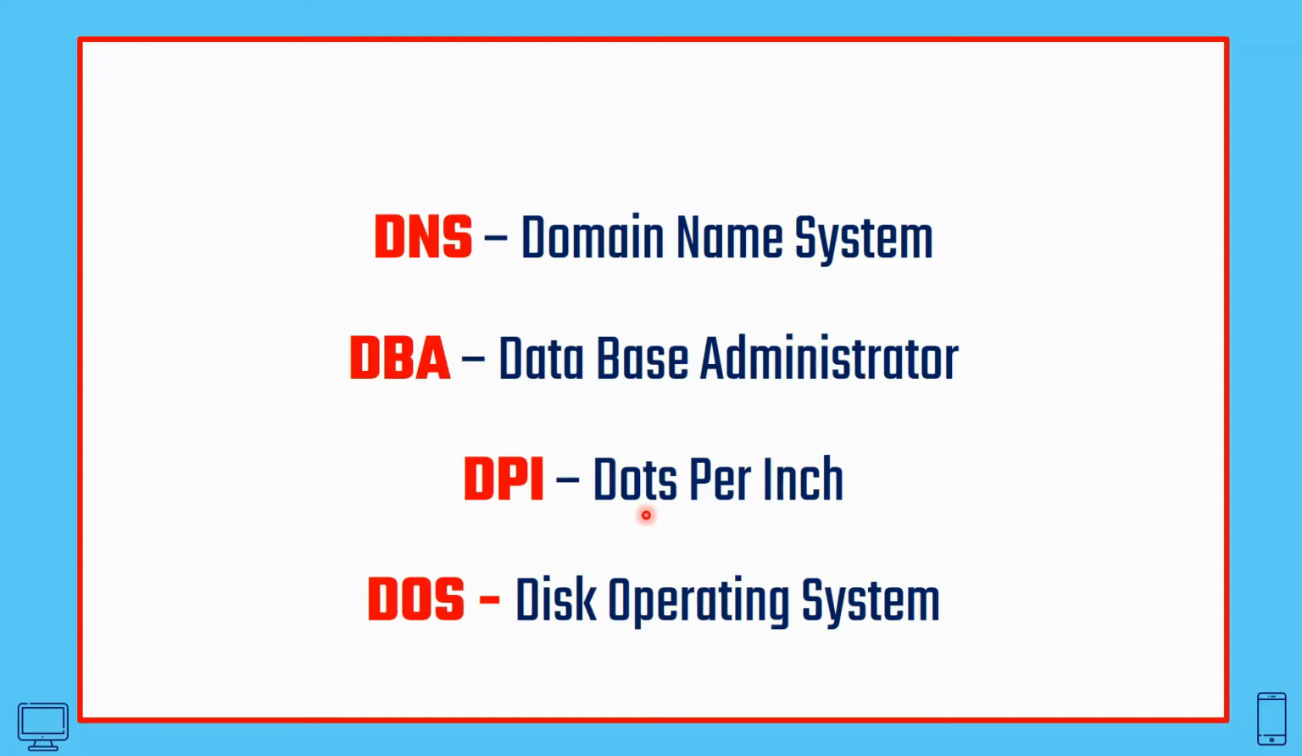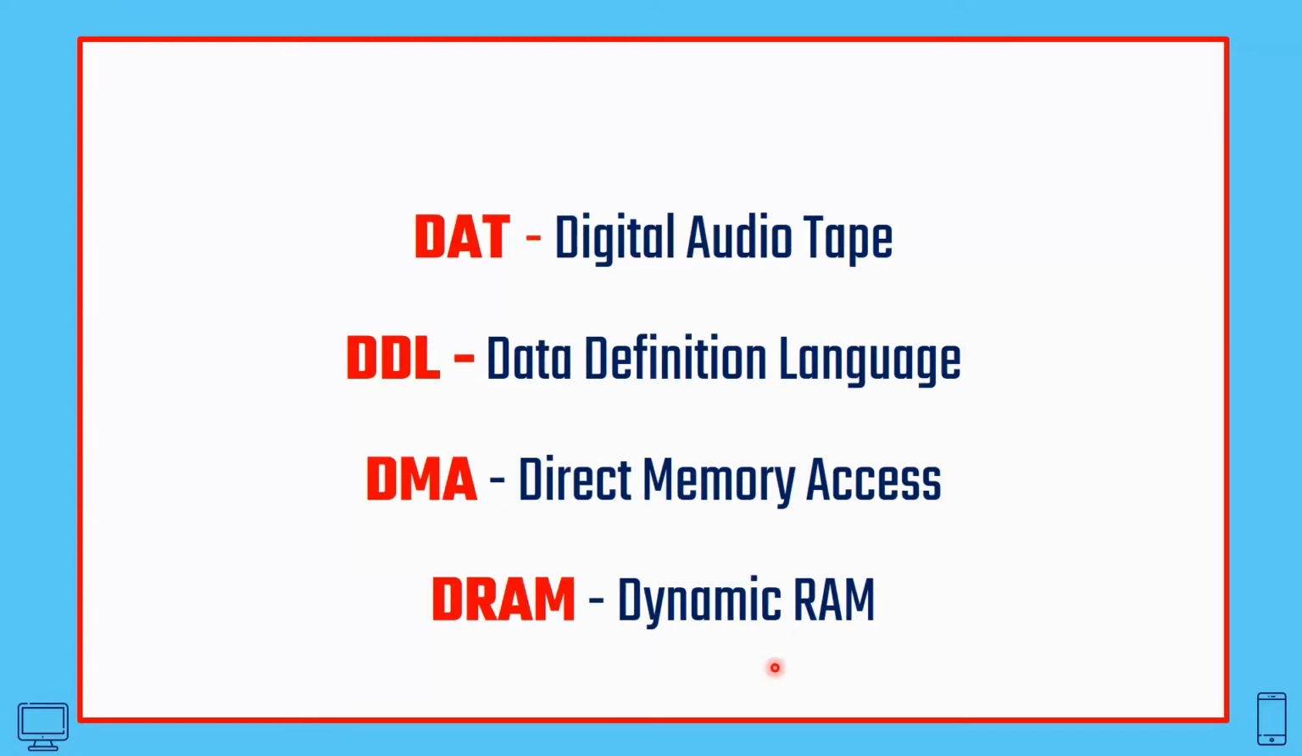DPI stands for dots per inch, which technically means printed dots per inch. Next, DOS, Disk Operating System. It is an operating system that runs from a hard disk drive. DAT, Digital Audio Tape. It is a sequential access medium and is commonly used for backups. Developed by Sony, introduced in the year 1987.